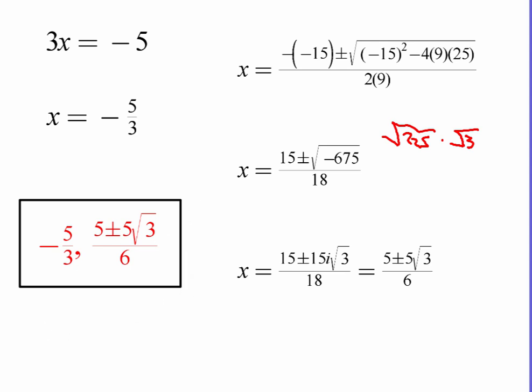So now you know how to solve a polynomial equation. You get one side equal to 0, you factor the problem out entirely, and then you set each factor equal to 0 and solve from there.